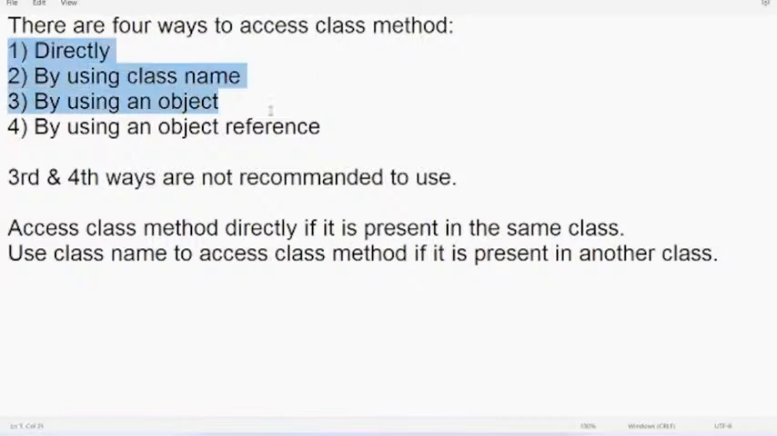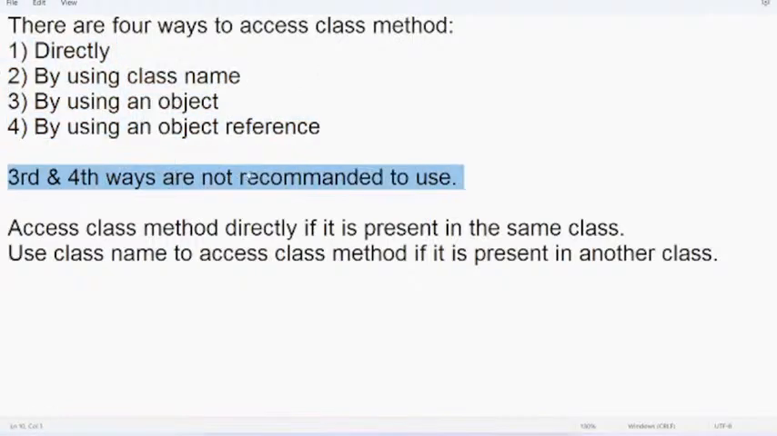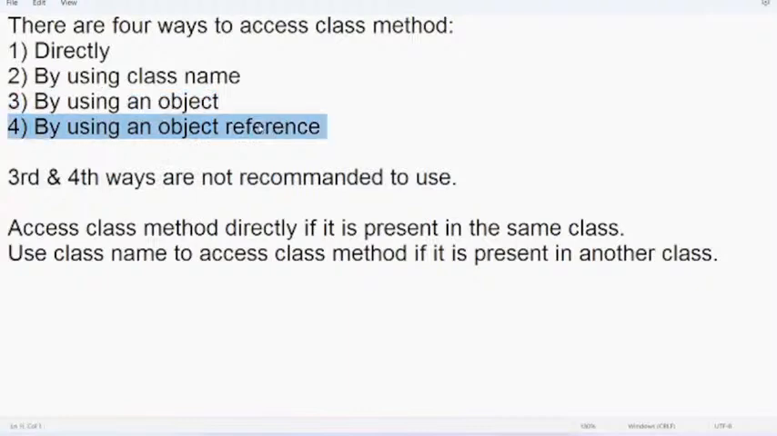See, 4 ways are there. But third and fourth ways are not recommended to use. If you use an object, object memory is wasted. Here the object is wasted, and the object reference is wasted. That's why these two are not recommended. An instance method is not possible without creating an object; compulsorily you have to create one. But a class method is possible without, so use directly or use class name. In 4 ways, these 2 ways are not recommended. Access directly if it is present in the same class. Access with class name if it is present in another class.